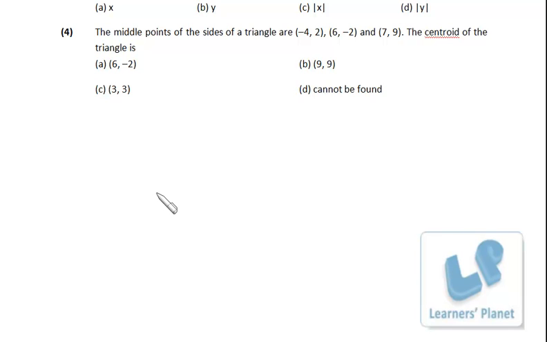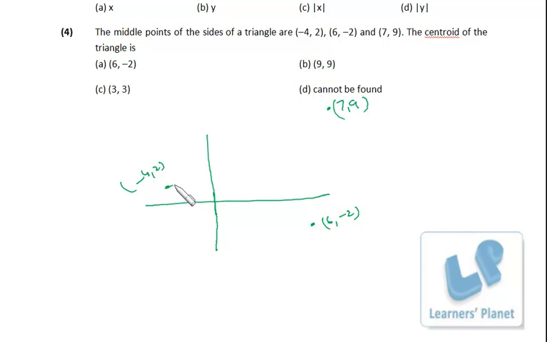See what I do, I just draw a rough sketch of this triangle, right? Minus 4, 2, somewhere minus 4, and this 2 over here. So this is minus 4, 2, right? Then next is 6 and minus 2, where the y coordinate is negative, somewhere 6 is over here, then minus 2. And the third one is 7 and 9. So one step this side, because this is 6, so this must be 7, and 9 somewhere here. Now you get a triangle.